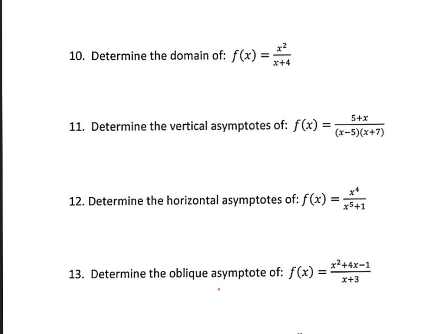Vertical asymptotes, whatever makes the denominator 0. So the verticals would be x equals 5 and x equals -7. Make sure you write those as equations, x equals, because they are lines. You need equations of the lines. Number 12, horizontal asymptote. Because the bottom degree is bigger, that means it's y equals 0 or the x-axis.